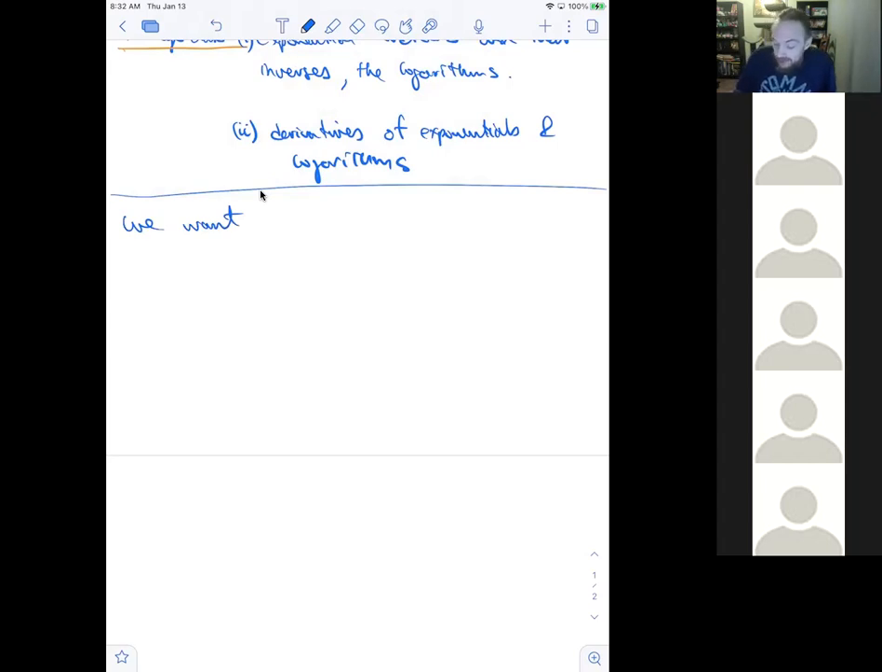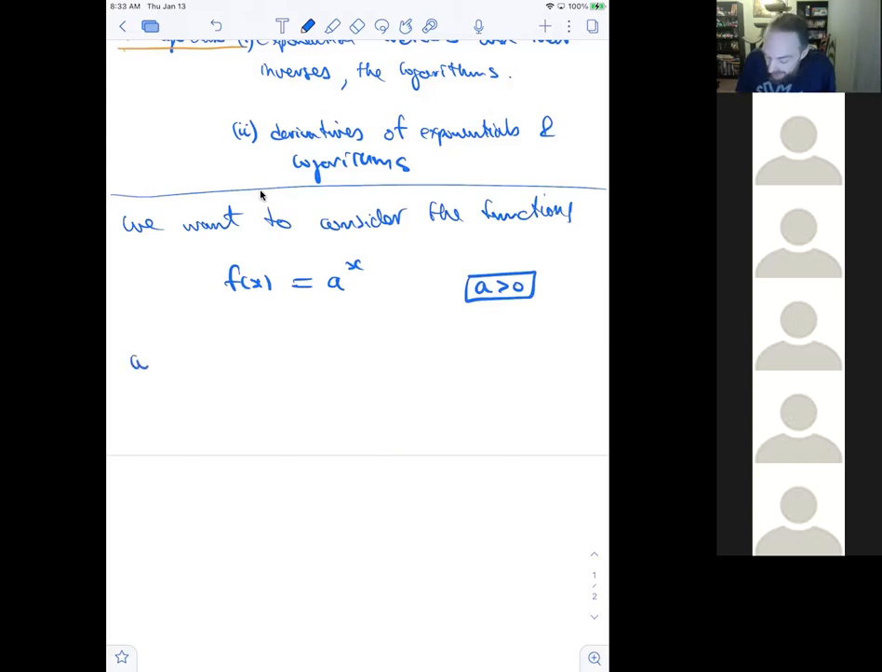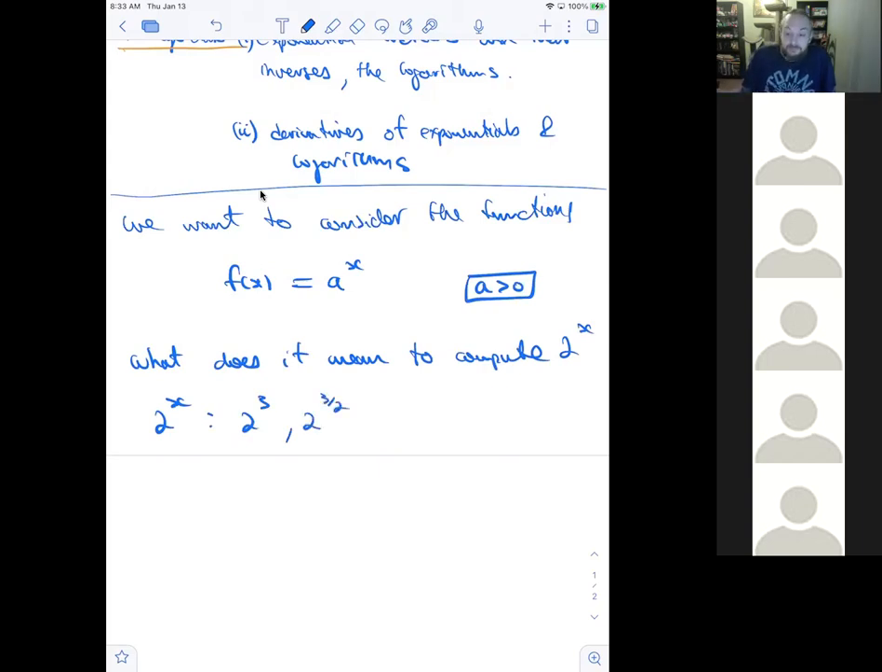So we want to consider the functions f of x equals a to the x, where a is a positive real number. And so what does it mean to compute, say, 2 to the x? So 2 to the 3 or 2 to the 3/2 or 2 to the pi. What are those equal? What's the decimal expansion of these?